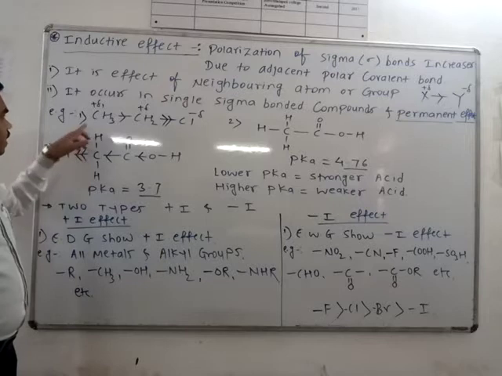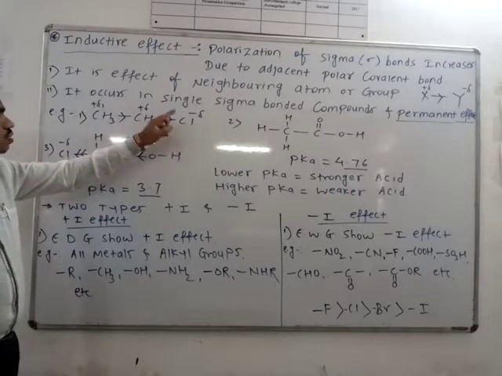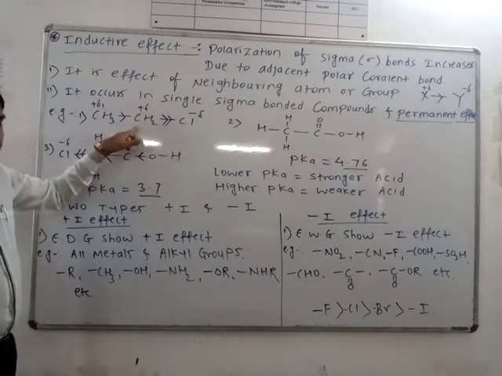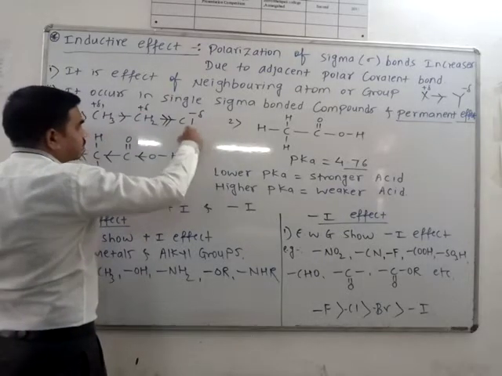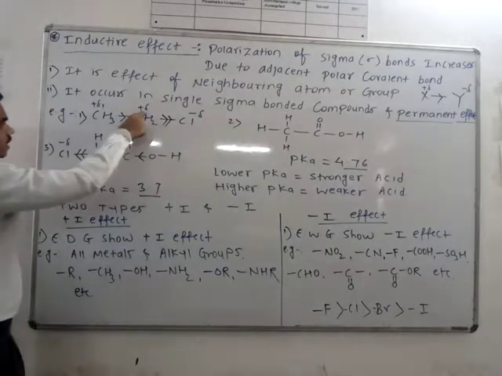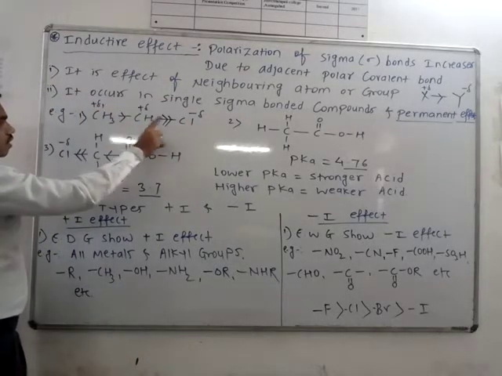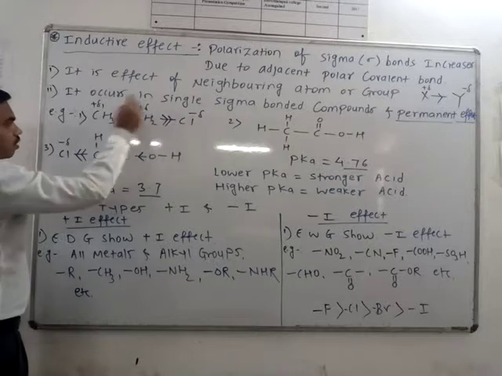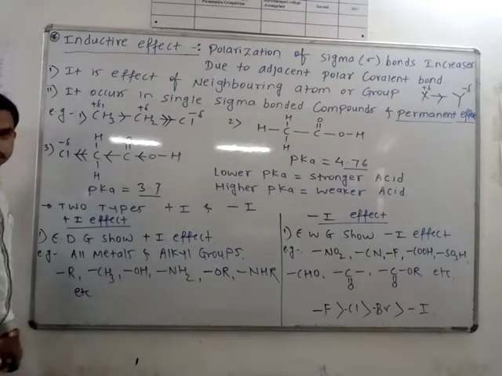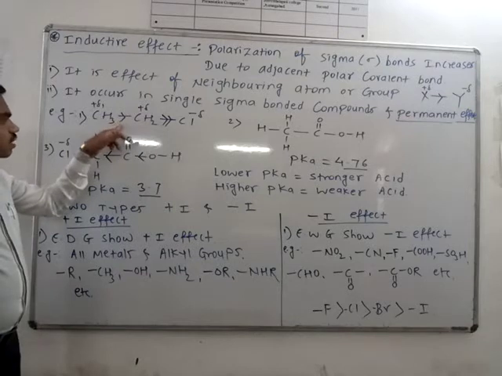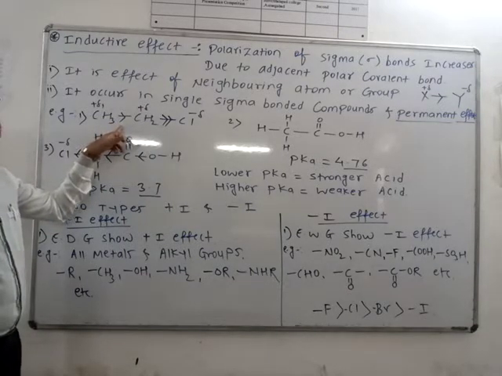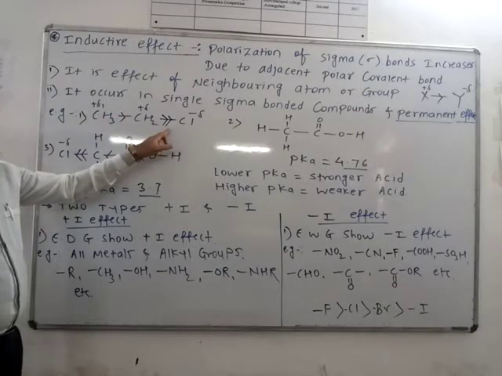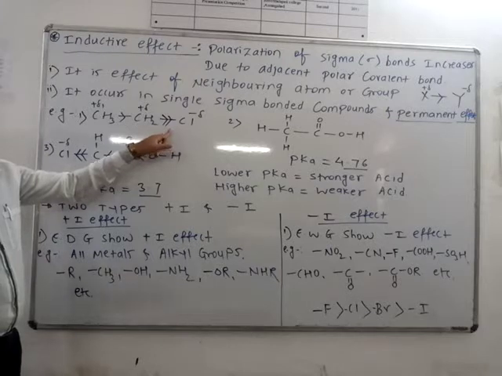Here I am taking one example, ethyl chloride, CH3CH2Cl. As you know, chlorine is more electronegative than carbon. So chlorine withdraws the electron density towards itself, so it carries a minus delta charge. This carbon carries plus delta, this carbon carries plus delta 1. From this withdrawal, it will withdraw the electron density of this bond also, and therefore this bond also becomes polar. Polarization of this bond increases due to the adjacent polar covalent bond, and this is nothing but the inductive effect. Okay.